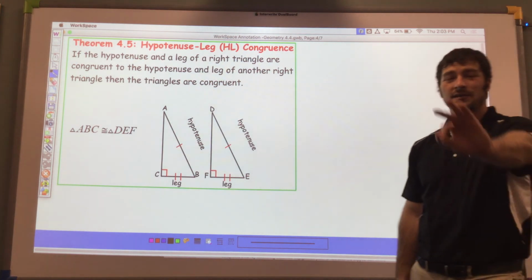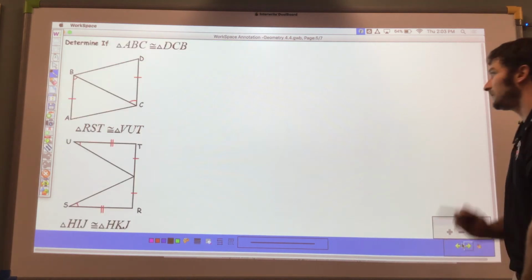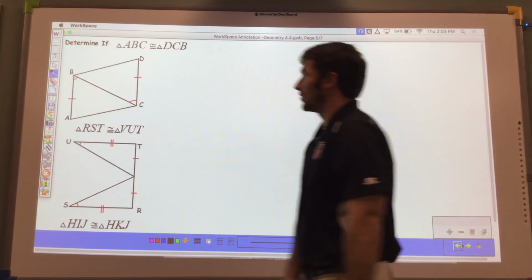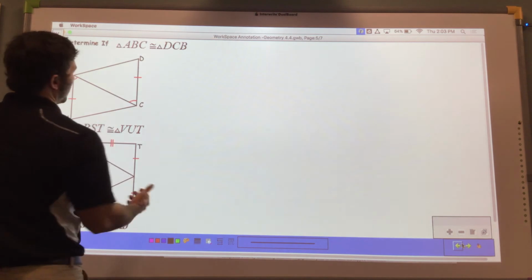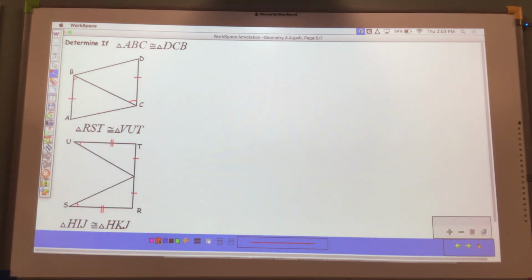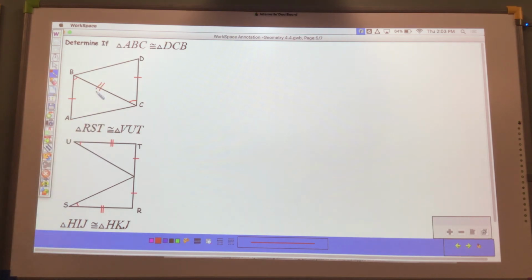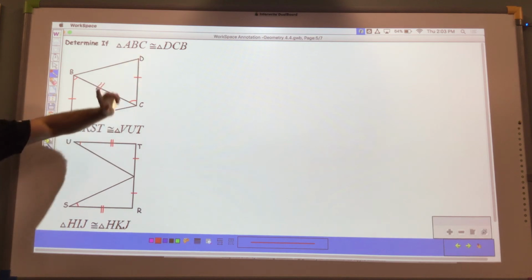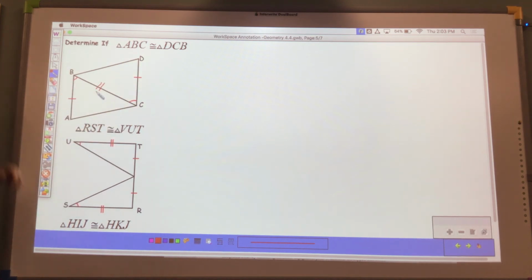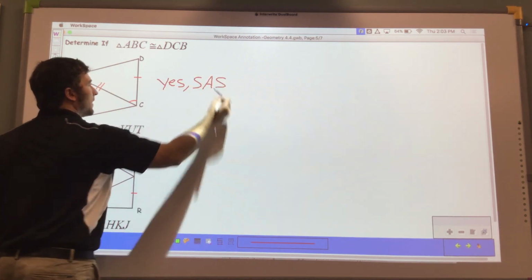So now we have three ways: side, side, side, side, angle, side, and hypotenuse leg. Determine if the triangles are congruent. So these are not proofs, we're just deciding if they're congruent or not. So we look at this one. I see a side and an angle, but you gotta look for stuff that's not marked, like this side in the middle. Now we have side, angle, side. So ABC is going to be congruent to triangle DCB. So this is a yes. And if we were going to explain, we would just say side, angle, side.